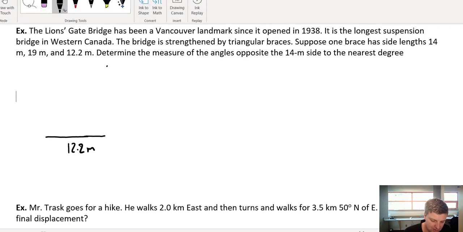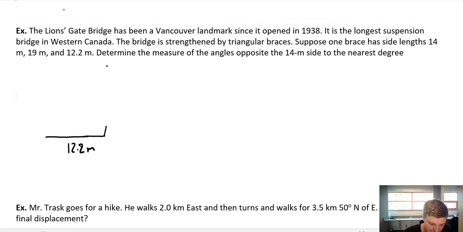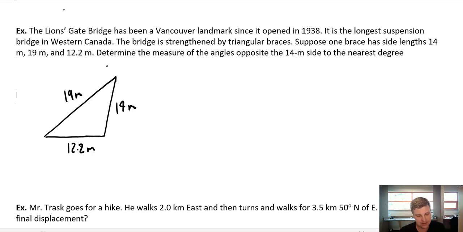I think the only way to have this is to have the 14 angled maybe just slightly that way at 14 meters. And then this side right here could be 19. It's not perfectly to scale, but that looks roughly reasonable. The 19 meters is the longest side, the 12.2 is the shortest. We're looking for the angle opposite the 14-meter side. So this is what we want to find right here. We want to find that angle.